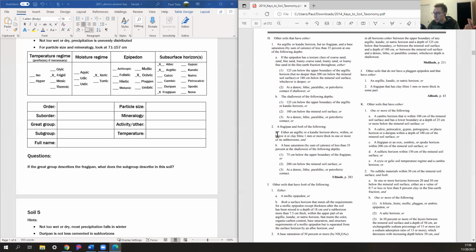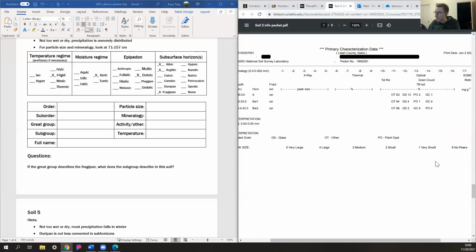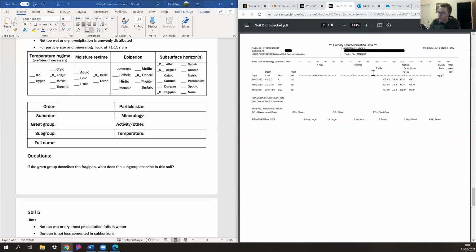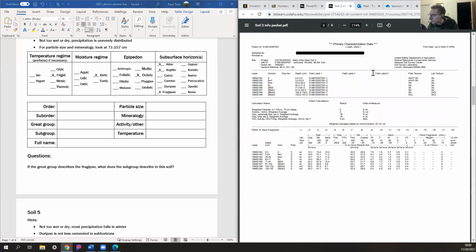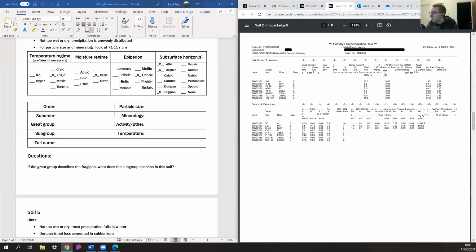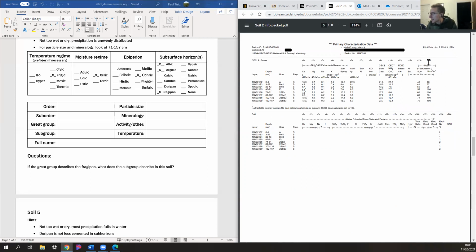Yes, and item B, base saturation by sum of cations less than 35% at the shallowest of the following depths. So let's take a look at our base saturation by sum of cations. So back to the lab data, and back to the first or second page. Third page, okay, here's base saturation on the top on the right side by sum of cations. Before we were looking at it by ammonium acetate extraction, now this is sum of cations. We're greater than 35 by quite a bit.